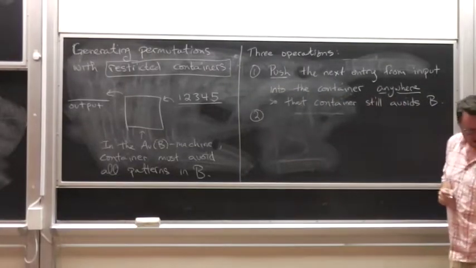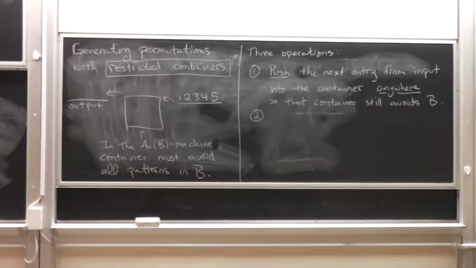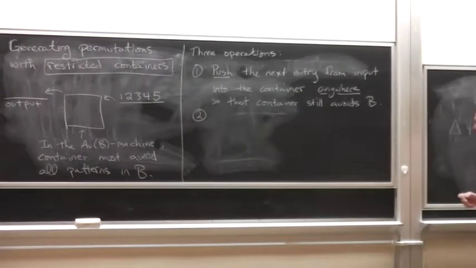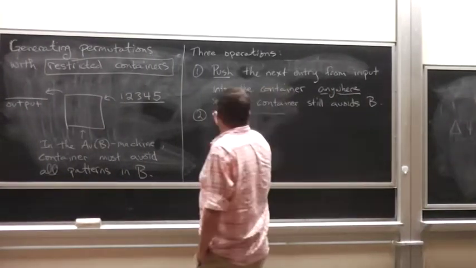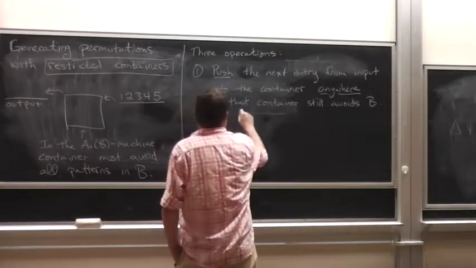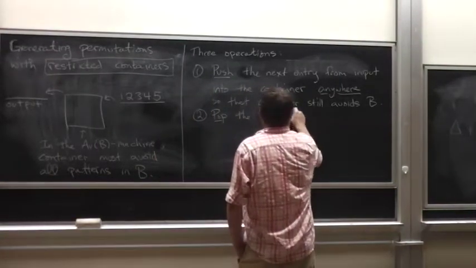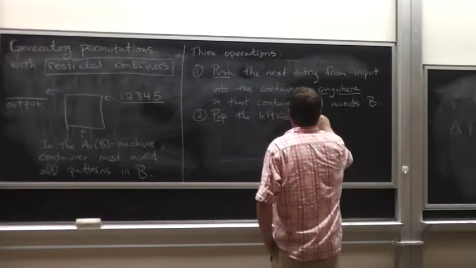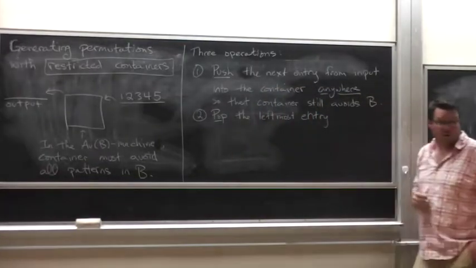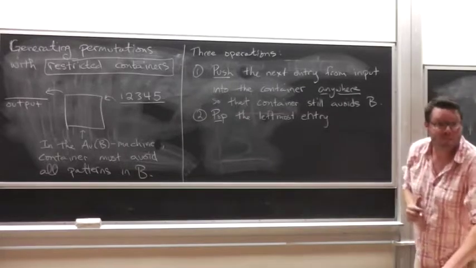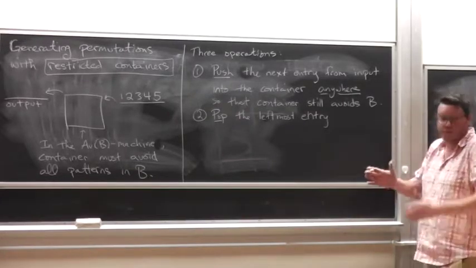Second, you can take something out of the container, but when you take out of the container, you have to take the leftmost entry. So you can pop the leftmost element of the container. The container's ordered. Sorry, the container is linearly ordered, and when you insert something, you're allowed to put it anywhere you want, as long as it's still a subpermutation.